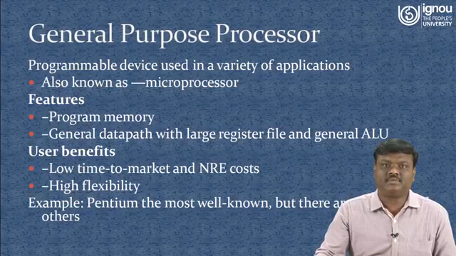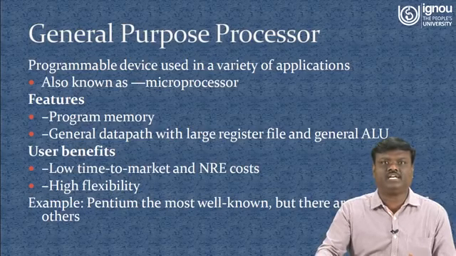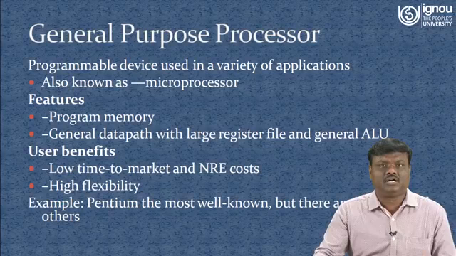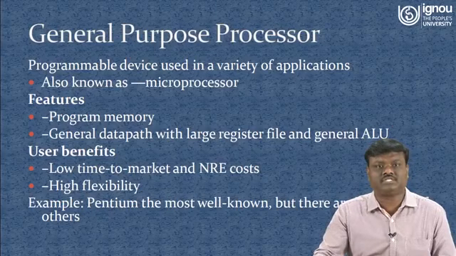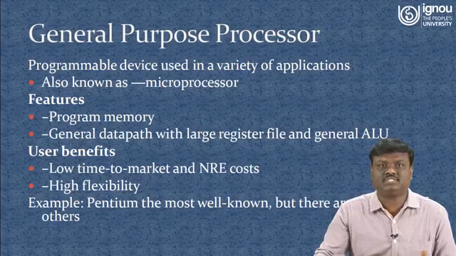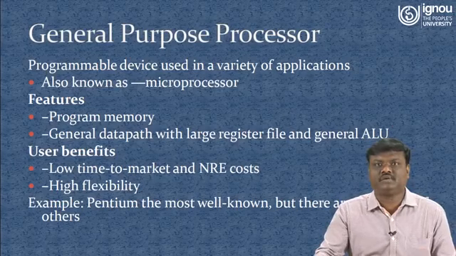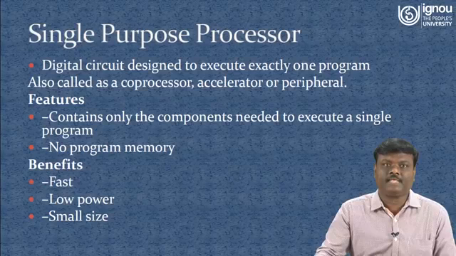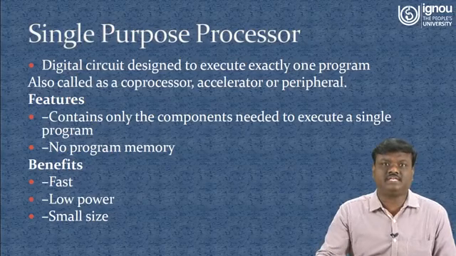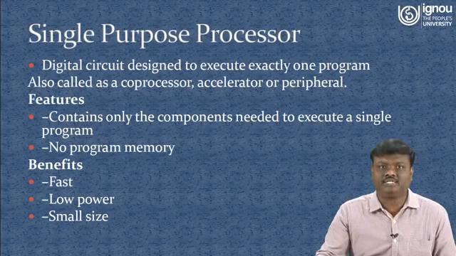So let us take an example. There are several things that we can quote: Intel processors, Pentium processors, or several processors which are very much general in nature. These general purpose processors we use in computers, laptops, tabs, etc. Then comes the single purpose processor. The name itself is saying that it is meant for a single use or single purpose. So it is a digital circuit designed to execute exactly one program. Only one program it can execute, and also as a co-processor.